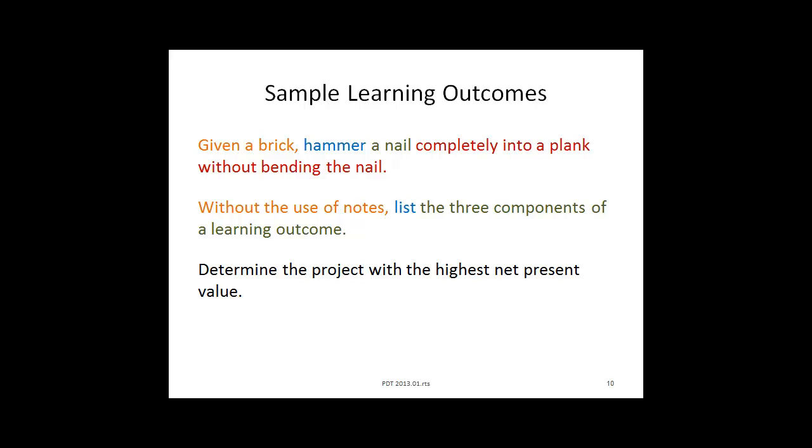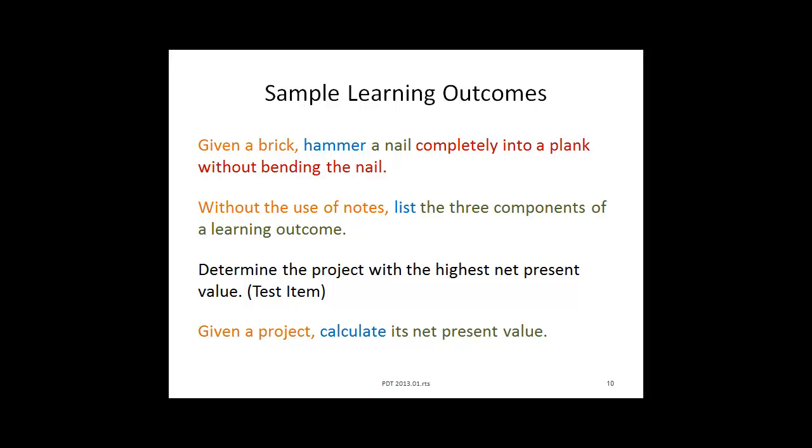Let's try the third one. Determine the project with the highest net present value. Can you determine performance, condition, and criteria? Take a moment. Do you notice that this is really all performance? In situations like this, what you have is something that looks like or resembles a learning outcome, but is in fact a test item. It's something that you would be putting on a document asking the students to do, not something they need to achieve in general at the end of the class.